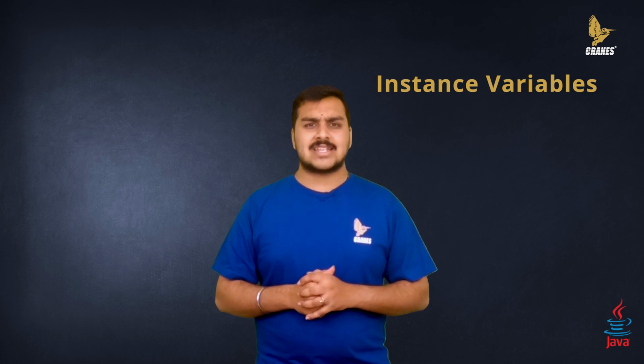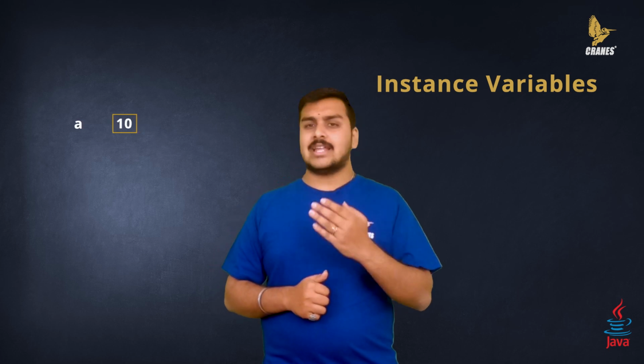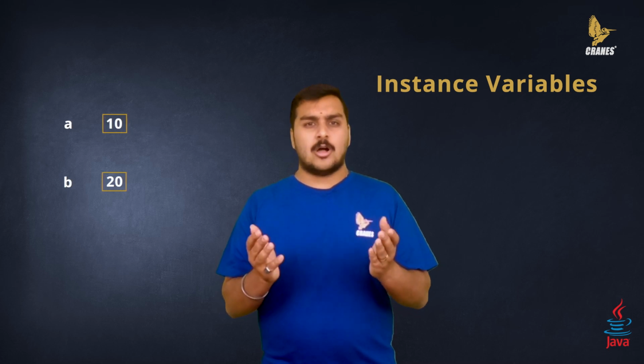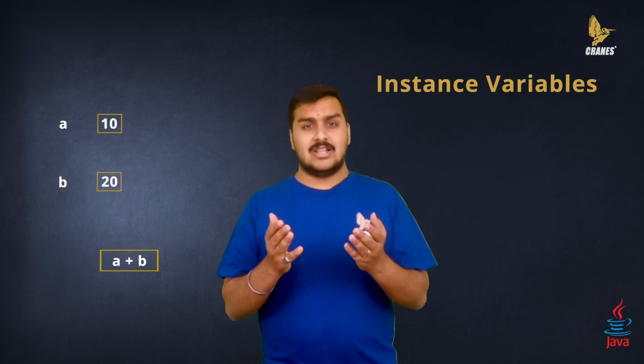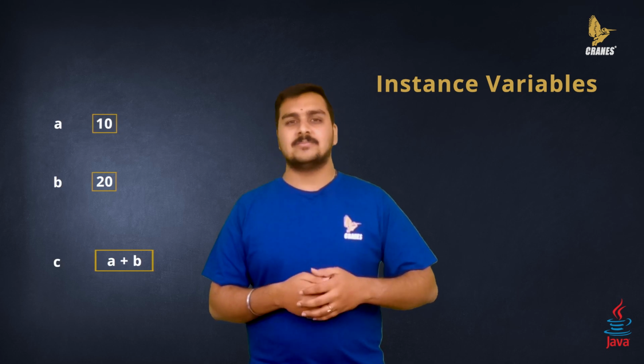So now what is an instance variable? In order to understand that, let us take the same example that we took in the previous class. I have a variable a which is created in my memory like this. I add data 10 into it. I create another variable b, inside which I add data 20. The operation we were supposed to perform is a plus b. This will give one result which has to be stored inside another variable, which I'm calling c.